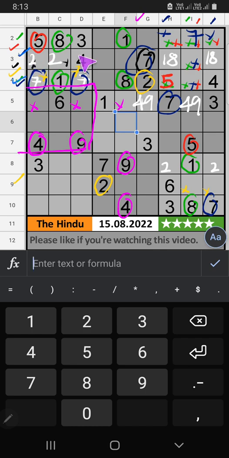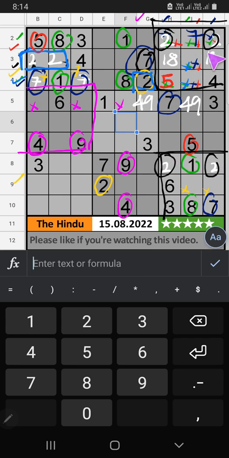Third row and fourth row, we have 2. So 2 can't come in these cells. 2 will come in one of the cells. We will confirm later. Ninth grade and third grade, we have 2. So 2 can't come in these cells. Then 2 is confirmed here.